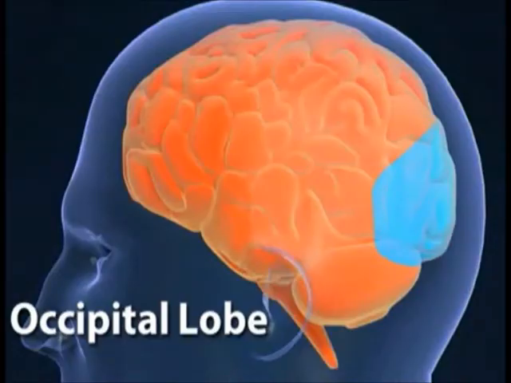The back lobe of the brain is the occipital lobe. It contains brain cells responsible for vision. Seizures in the occipital lobe can produce flashing lights, shimmering lines, or visual hallucinations.